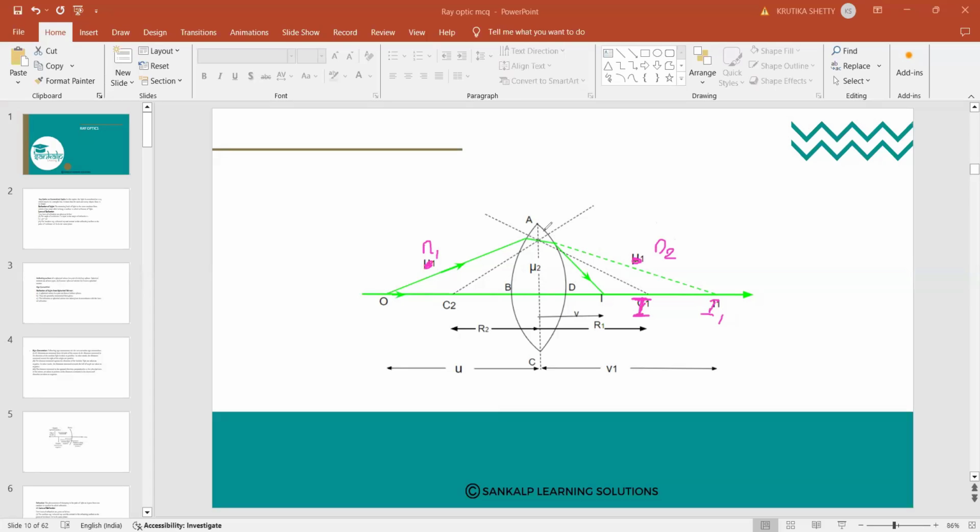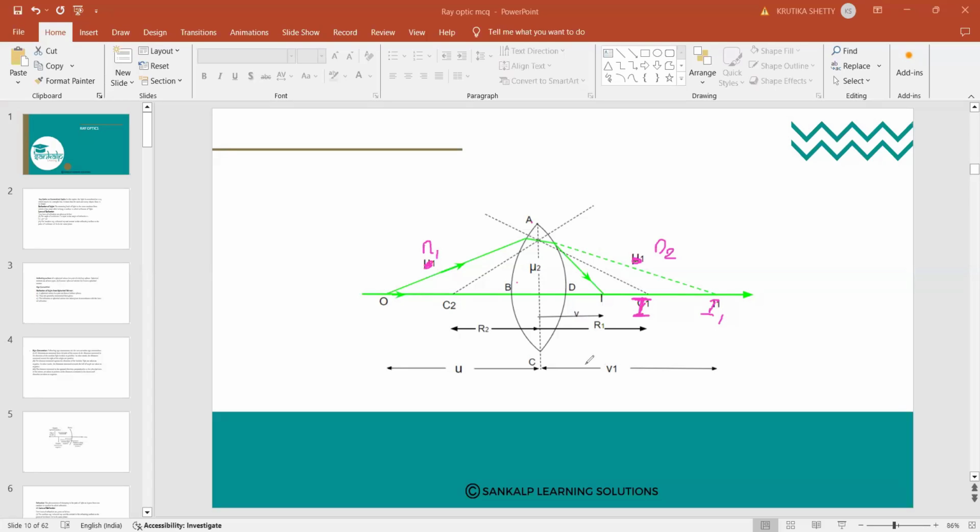So A, B, C, you can see here. This is one side of the refracting surface. A, D, C is the other side of the refracting surface. The radii of curvature are marked, R1 and R2. Here the image distance is labeled as V1, and the object distance is taken as U.